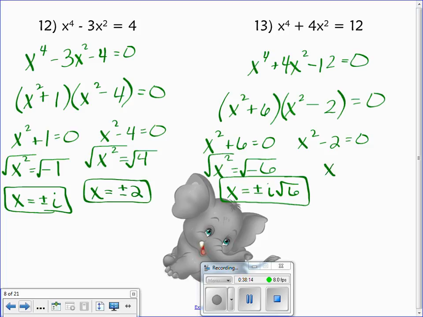Over here, x squared equals 2. Square root. So x equals plus or minus radical 2. The square root of 2 is not 2. It's got to stay underneath there. Need to work on your radicals, Noah. All right.